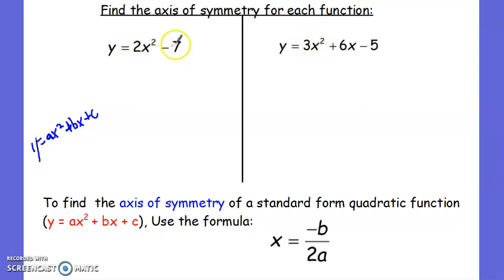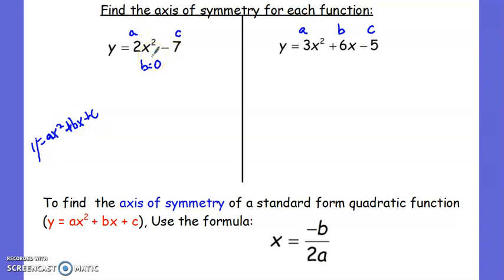I also have a constant, that'd be that c value. And you'll notice over here on the right I have a plus 6x. So for this equation anyway, over here on the right, a is 3, b is 6, and c is negative 5. Over here on the left, a is 2, c is negative 7, and because there is no term in the middle, there's no x to the first term, I would say that b equals 0 right now. 0x means that we don't have an x in the middle.